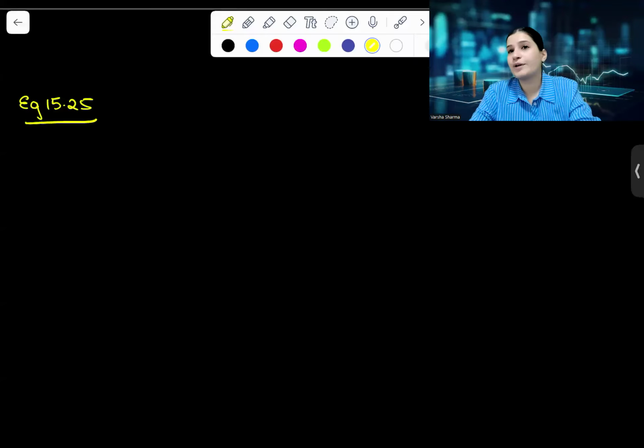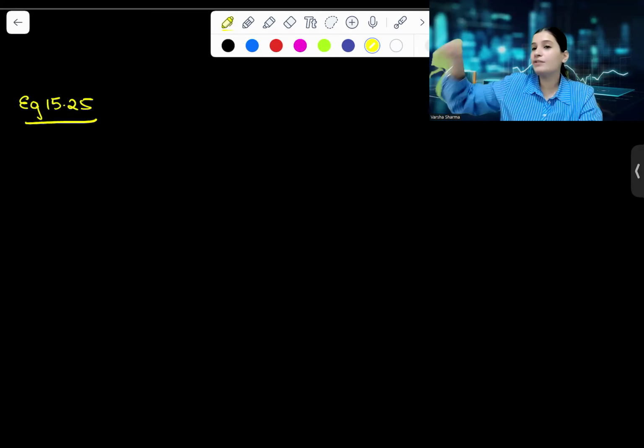Next. 15.25. 8 balls are distributed at random among 3 boxes. So this is my total. 8 balls will be distributed in 3 boxes. How many total possibilities are there to distribute 8 balls in 3 boxes? So I'll start with a ball. I pick up the first ball. How many options do I have to throw? 3, in any one of the boxes.